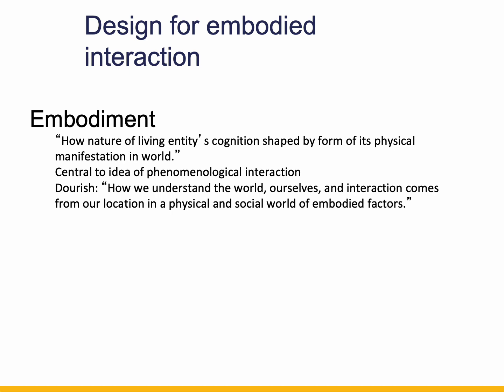But the term embodiment is something that has to do with UX in a lot of ways, and the text has some definitions about it. It's how nature of living entities' cognition shaped by form and its physical manifestation in the world. And that's sort of an ambiguous, non-specific definition. Think of what a person's body language tells you whenever they're doing anything. And that can kind of bring you to the next level of, okay, emotion translates into body language. How we understand the world, ourselves, and interaction comes from where we are in the physical and social world of embodied factors. That's from Dourish, who's referenced in the text a lot.